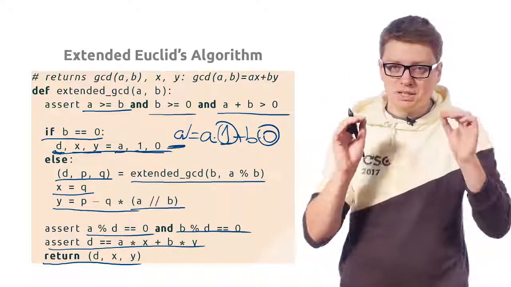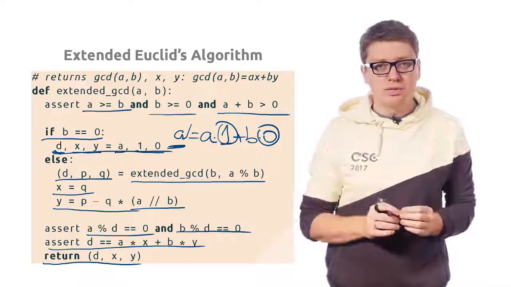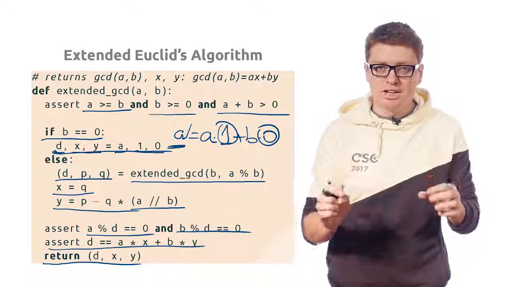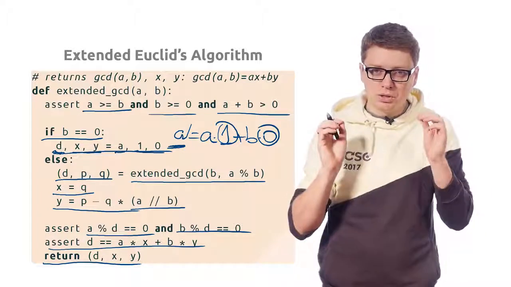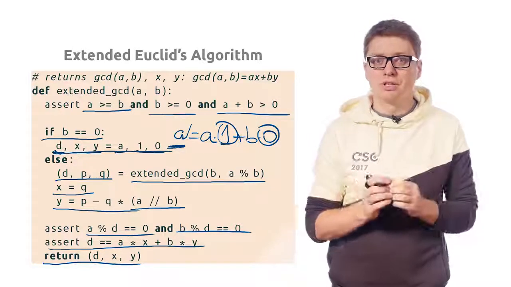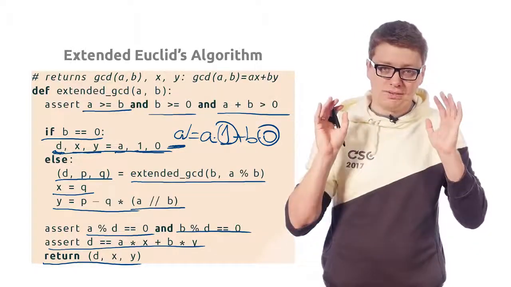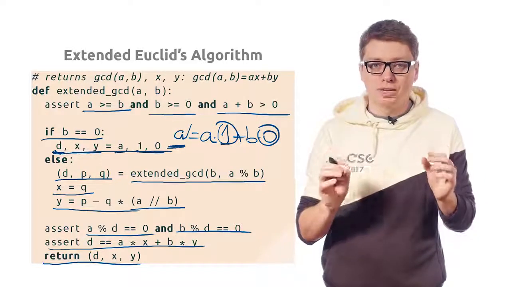As you see, just a simple extension of the original Euclid's algorithm allows us to produce not only the greatest common divisor, but also the certificate of this greatest common divisor. And we will use this essentially in the next part to compute inverses modulo n, which we discussed already as an essential part of modern cryptographic protocols.